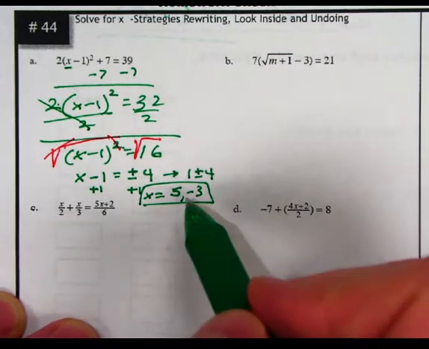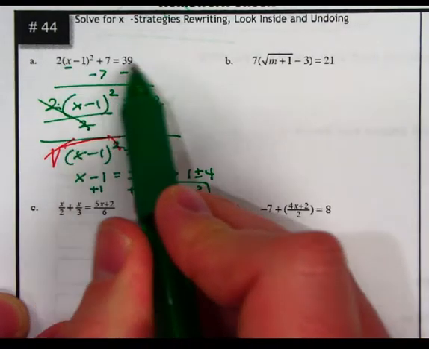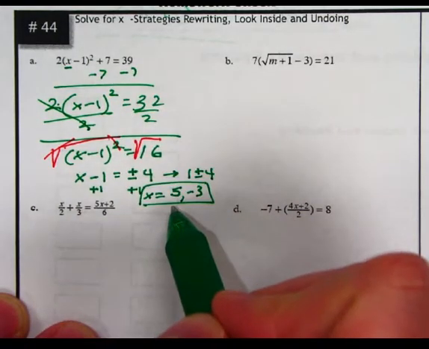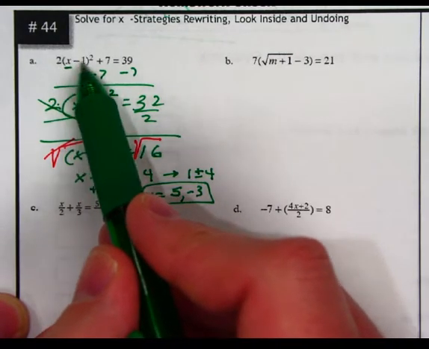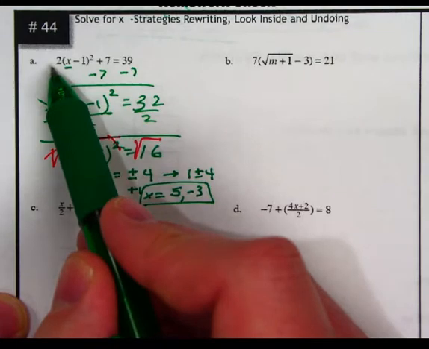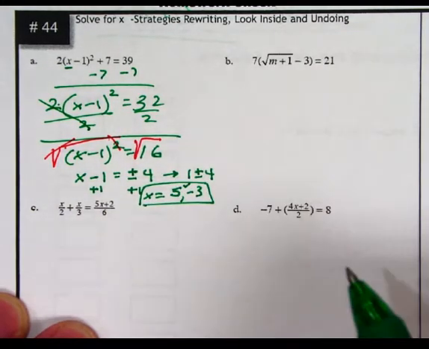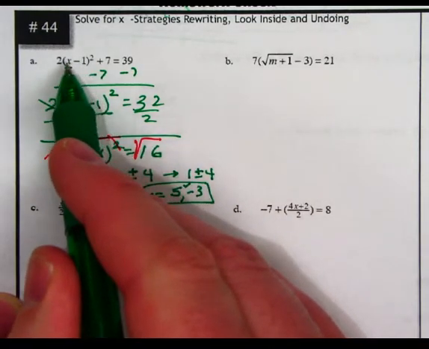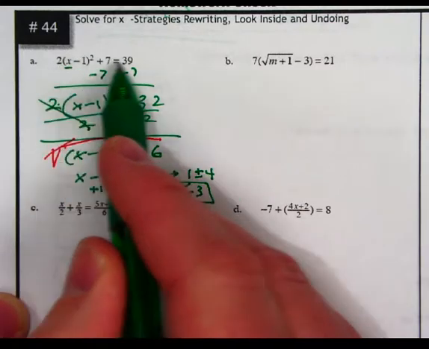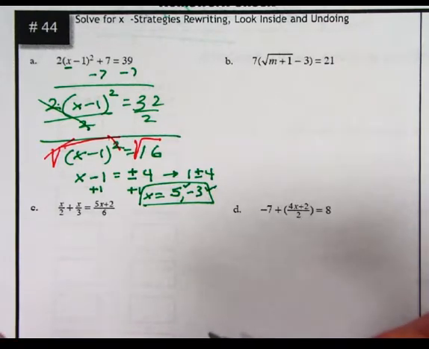Now I can check this, you guys. This is a really important step. Take the number, plug it in, see if it works. So if I take the 5, plug it in, 5 minus 1 is 4. 4 squared is 16. 16 times 2 is 32. 32 plus 7 is 39. And the 5 checks. The negative 3, you can do the same thing. You end up with negative 4 here, and then negative 4 squared is 16, 32, 39, and the negative 3 also checks. You can guarantee yourself correct answers if you just take a moment to check them back in.